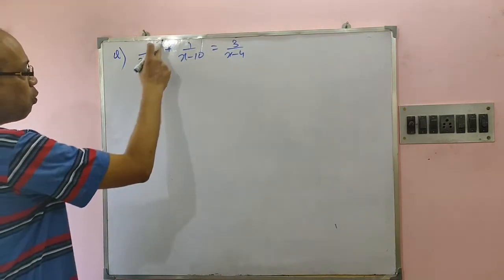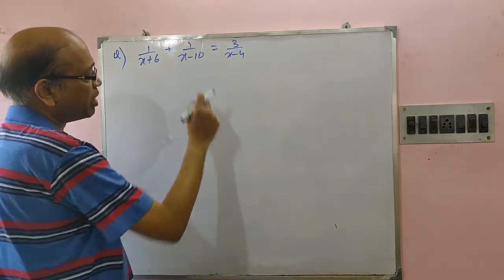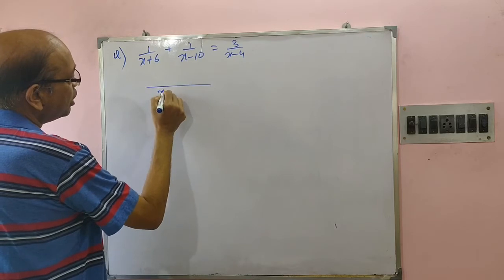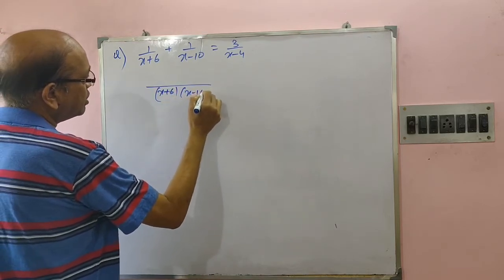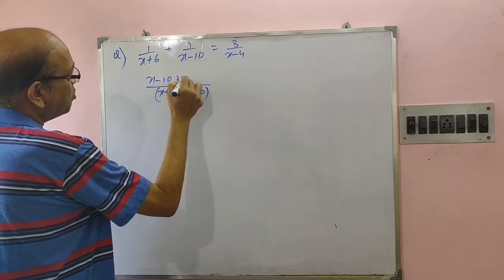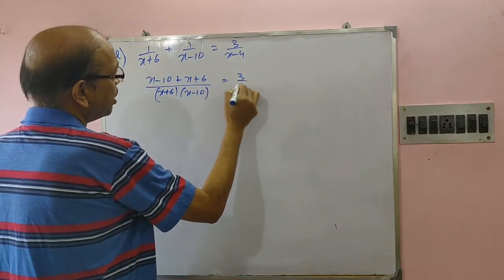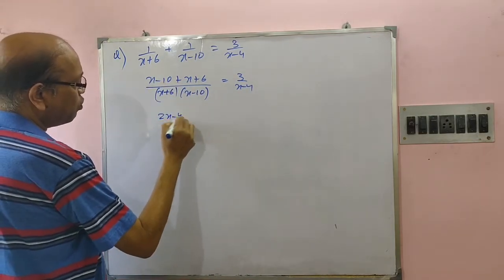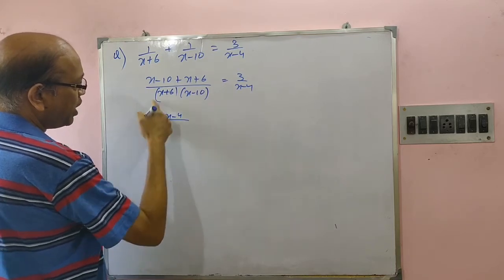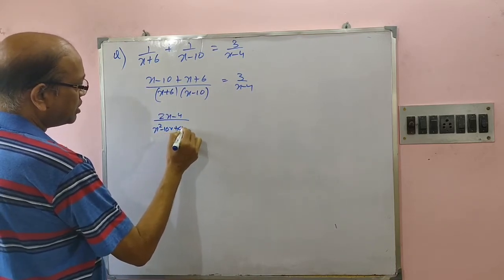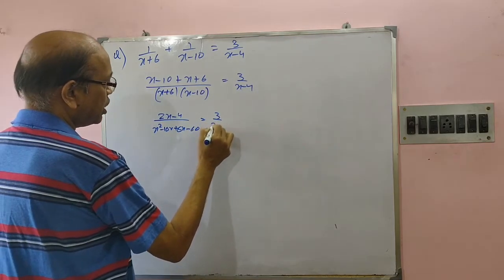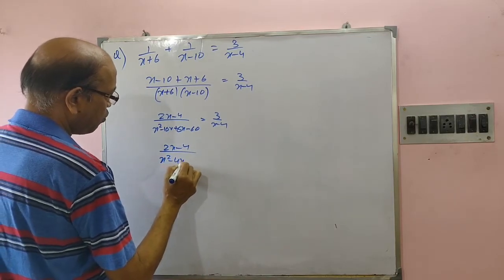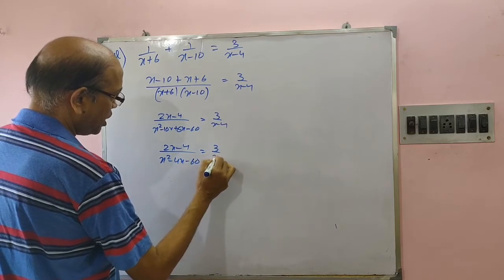The next numerical: 1 by x plus 6 plus 1 by x minus 10 is equal to 3 by x minus 4. Now solve this. (x plus 6) into (x minus 10), so this becomes x minus 10 plus x plus 6 on top, and here it is 3 by x minus 4. So this becomes 2x minus 4 by x square minus 10x plus 6x minus 60, which is 3 by x minus 4, or 2x minus 4 by x square minus 4x minus 60 is equal to 3 by x minus 4.